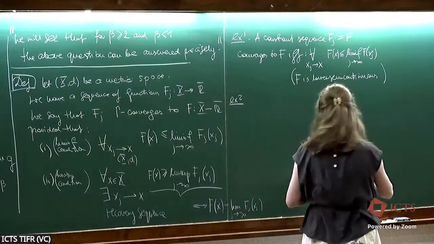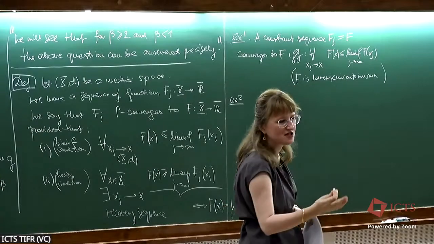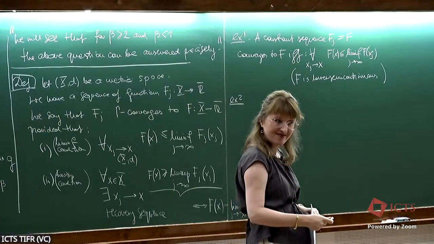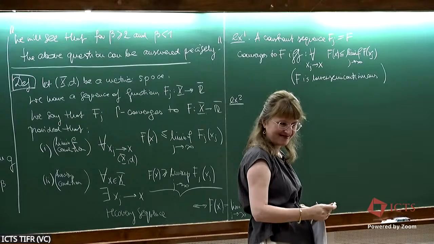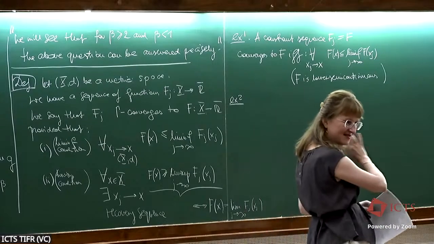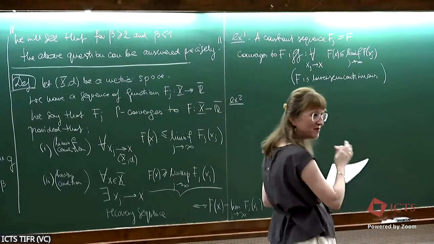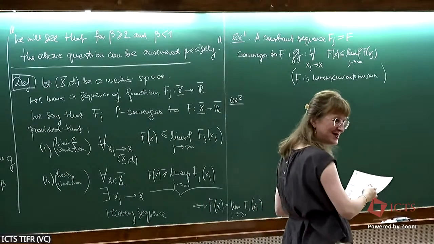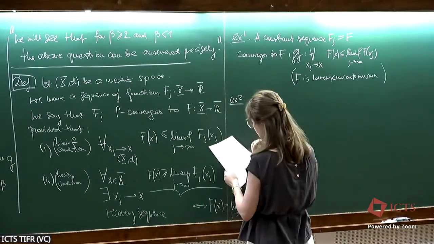Okay? Recovery sequence is constant, Xj equals x. Yeah. As I said, it's not a homework. You have to think about it. I have finite time to discuss other things. Okay. Example 2.